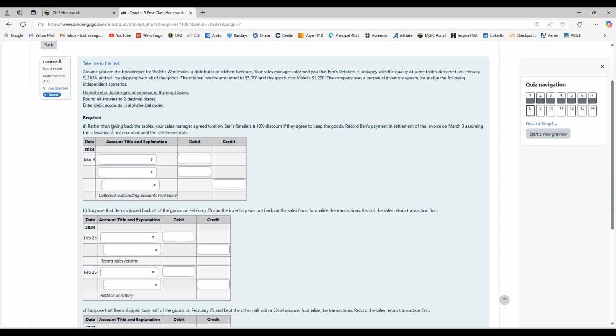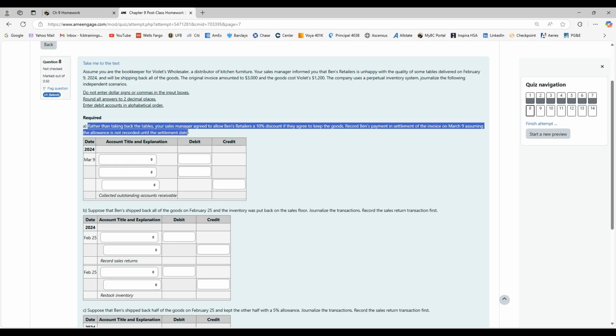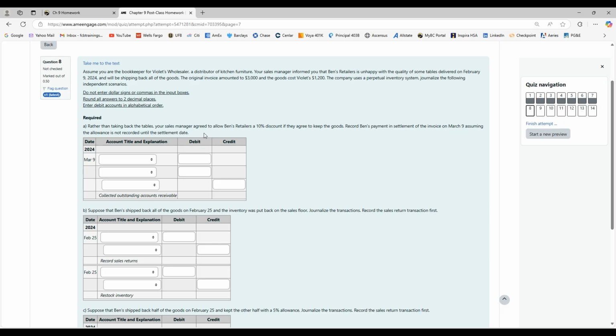Okay, and it tells us some additional information down here. It says, rather than taking the tables back, your sales manager agreed to allow Ben's retailers a 10% discount if they agree to keep the goods. And so we're going to record Ben's payment in settlement of the invoice on March 9th, assuming that the allowance is not recorded until the settlement date. So basically they're paying us and the customer is going to be taking a 10% discount, right?